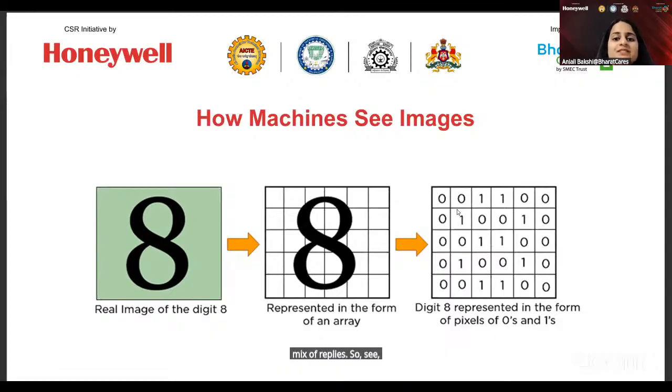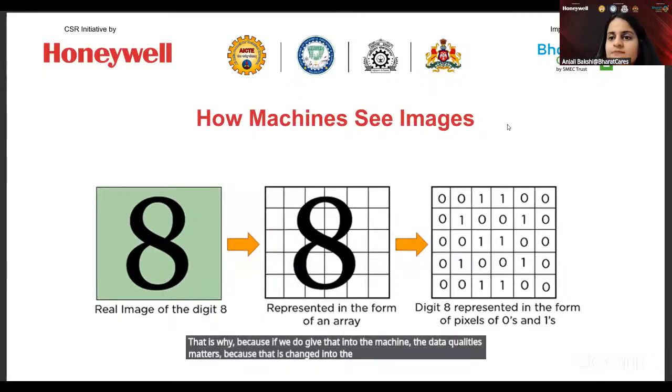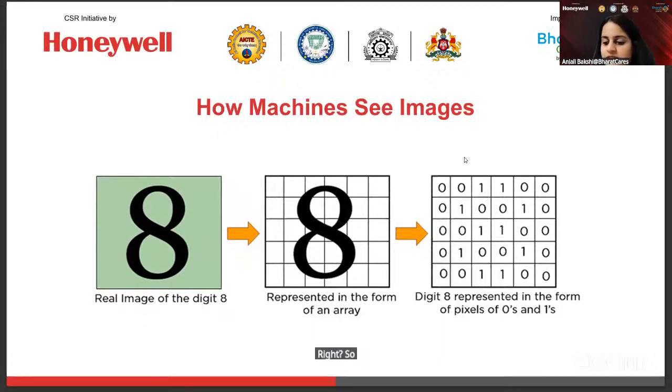See, if too many pixels change, it might think it's 3. But it is possible that if one pixel changes, it might not change the number. But if more pixels change, it might think it is 3, it is 5. That is why we say data quality matters. That is why we go to a photo studio, they say photo quality matters. Why? Because when we give that to the machine, the data quality matters because it is changed into pixels. Right? So when you saw 8, did you calculate zeros and ones? No. We just saw the patterns.